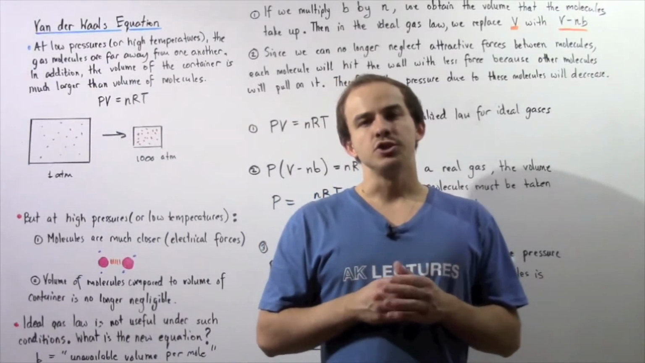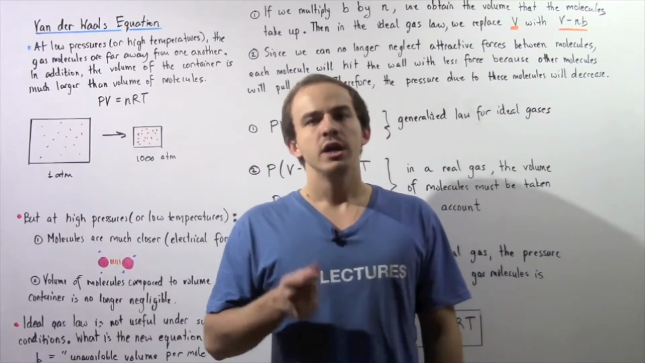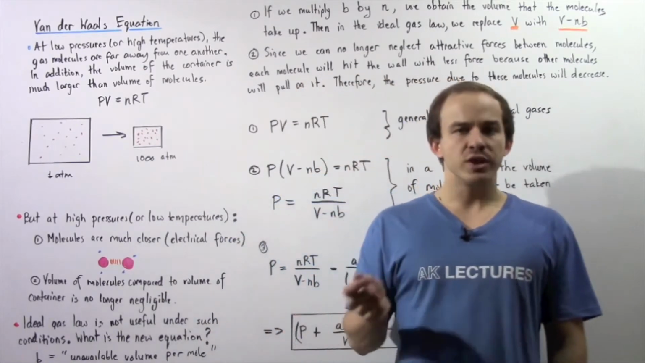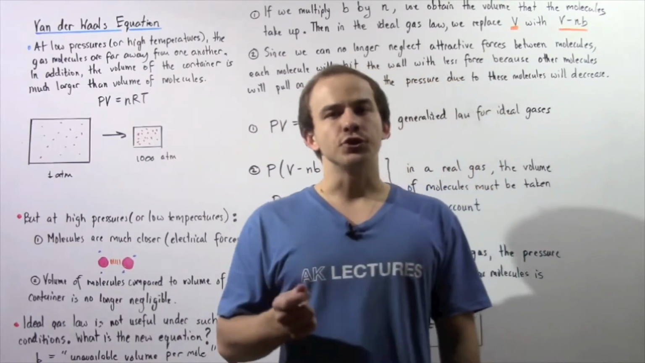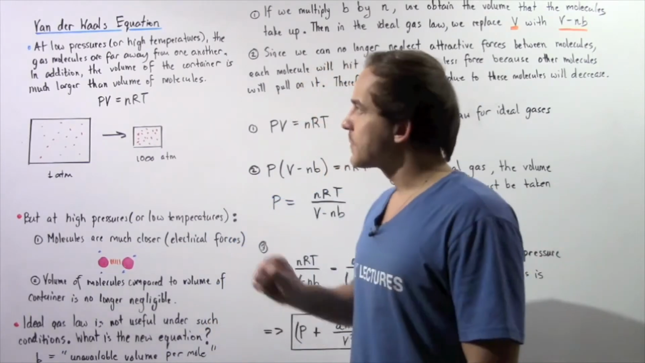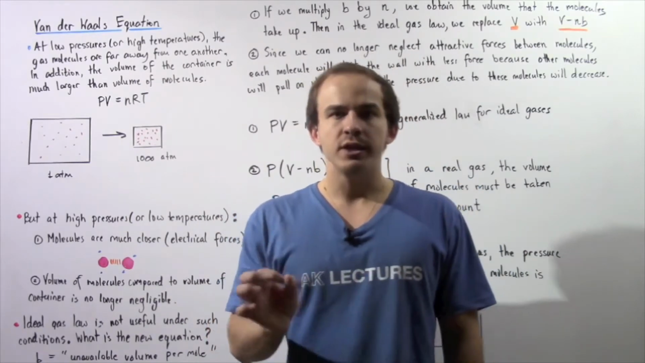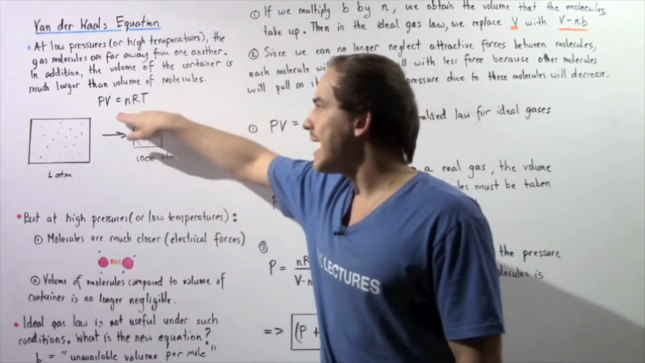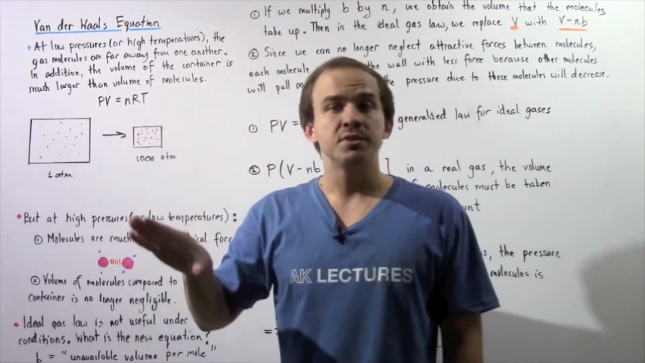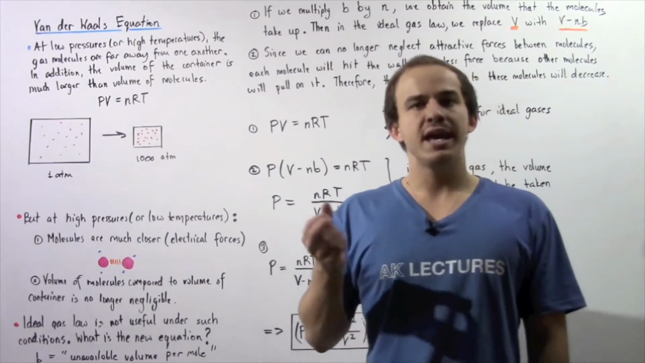Recall in our discussion of real gases, we said that we can use the ideal gas law to help us describe the way that real gases behave under certain conditions. So what exactly are these conditions? At low pressures and at high temperatures, we can use the ideal gas law shown here to help us describe and explain the way that our real gases behave.